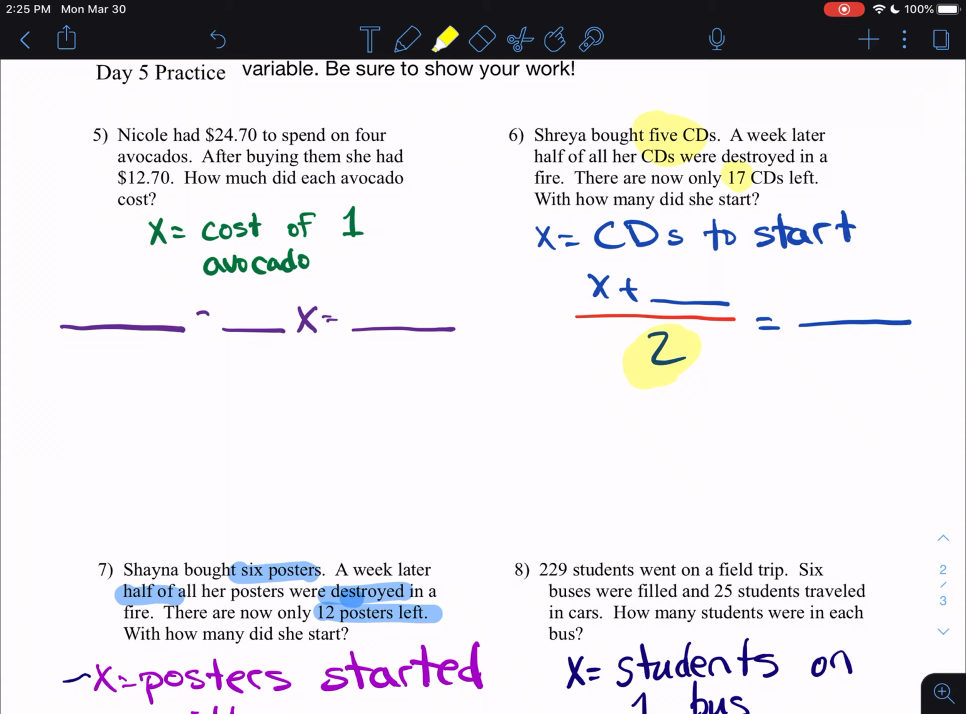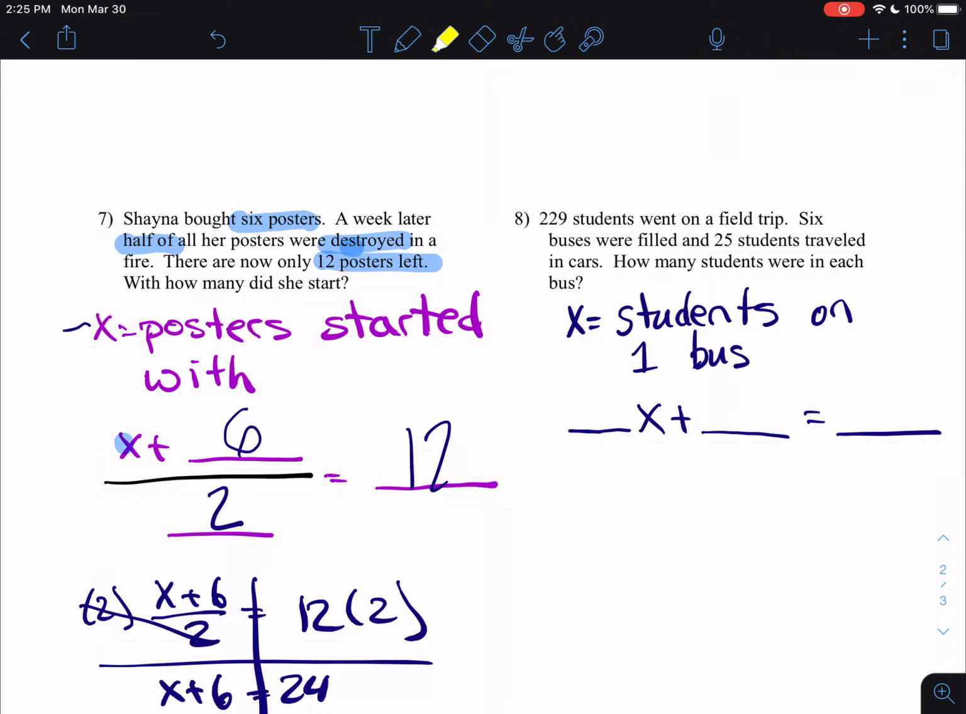So on number 8, I'm not going to talk about number 5 because I did one just like that yesterday in day 4's video. But number 8, generally speaking, this one looked better, but I just want to talk about one strategy with the scaffolding, with the step of having all the blanks that I've given you. Every time I see a number, I'm going to highlight it, underline it, circle it, whatever. So I have 229 students. They went on a field trip. 6 buses were filled, and 25 students were in a car. More in cars. How many students were in each bus?